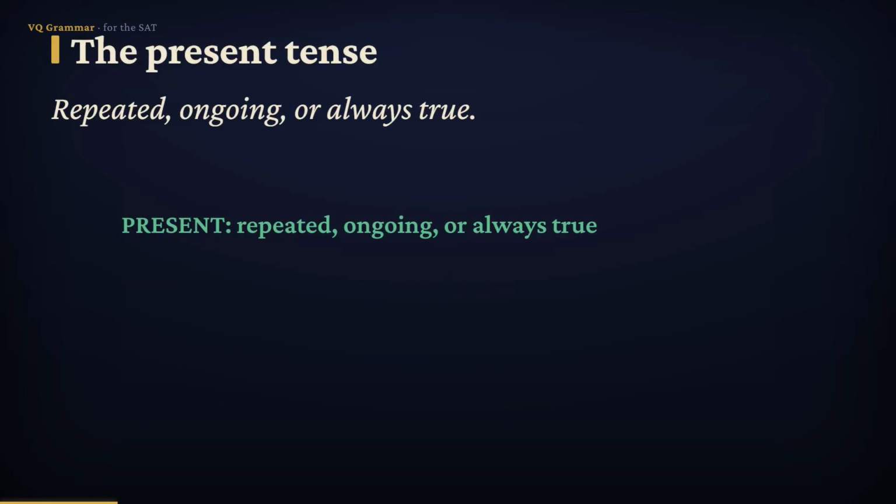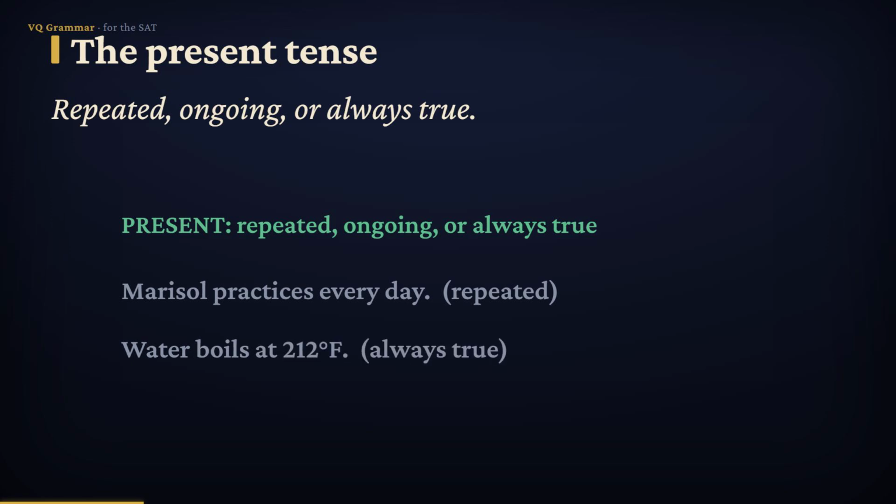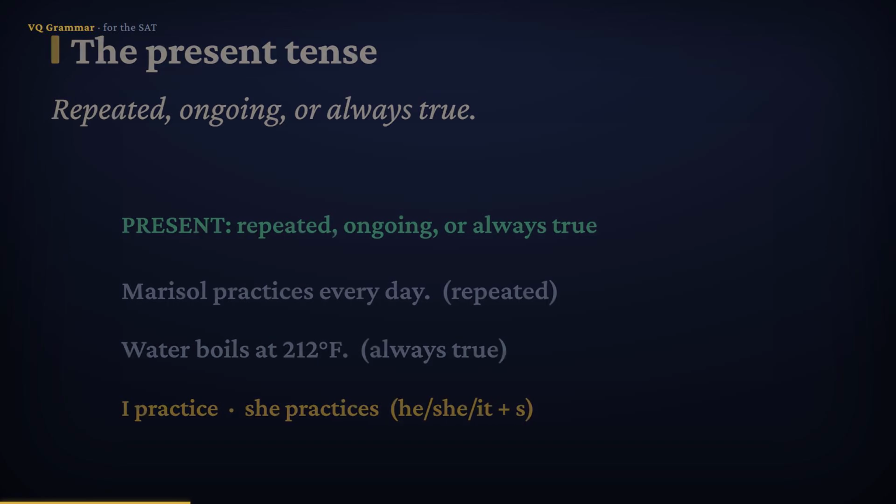The present tense covers a lot. It's used for repeated actions. Marisol practices the cello every day. For things that are always true, water boils at 212 degrees, and for what's happening right now. The form matches the base verb, except in the third person singular, he, she, or it, which adds s. So it's I practice, you practice, but she practices.